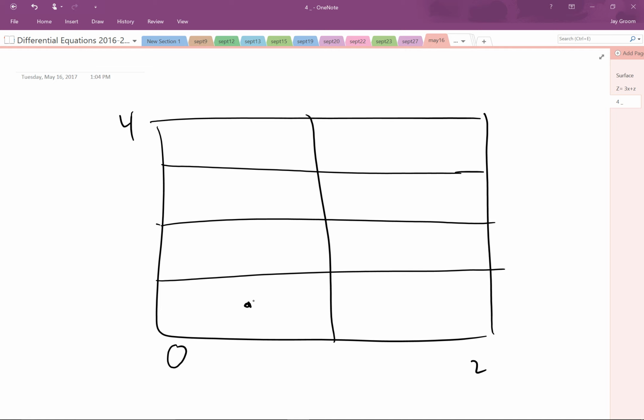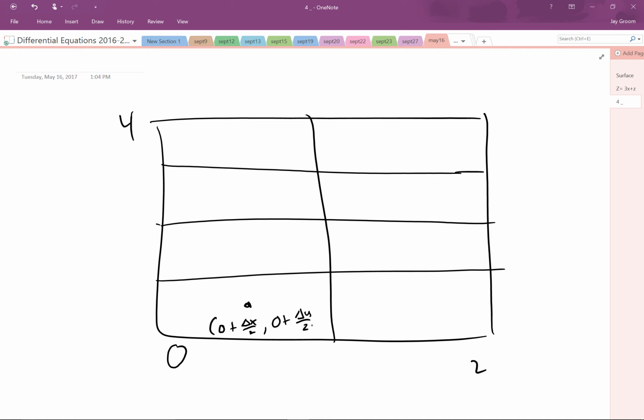So here, this would be 0 plus half of the delta x, comma, 0 plus half of the delta y. That's where that middle point would be.